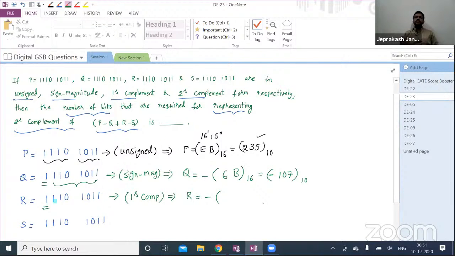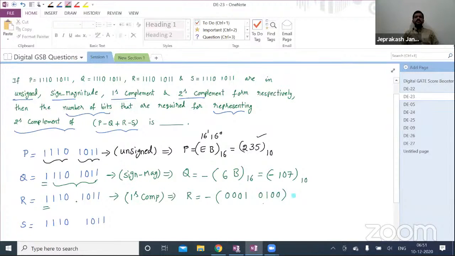In order to get the magnitude of this particular number, what you have to do? You have to apply once again ones complement. Yes or no? If you apply once again ones complement, you will get the magnitude of that number, right? So what you will get? 0001, then 0100.